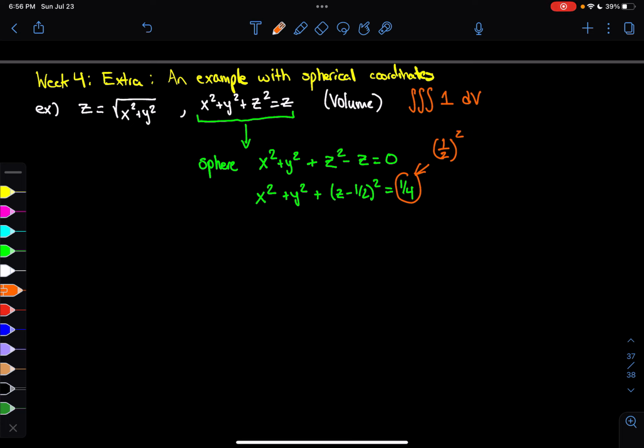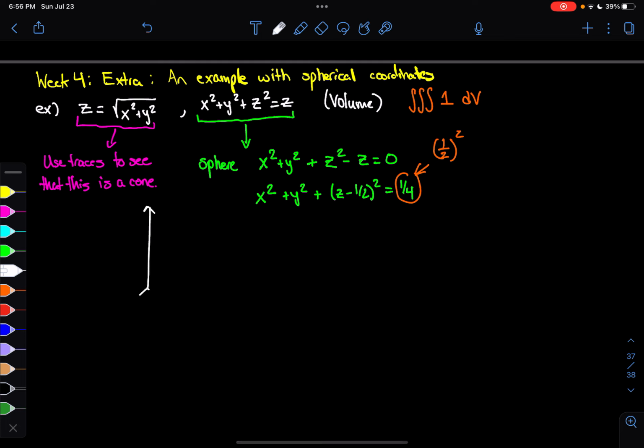So that if this is our radius squared, this is 1/2 quantity squared. Okay, so this is our sphere, and then the other thing, you can use the traces to figure out what this is. Now, obviously, in the textbook, it tells us what this is, but we can use traces to see that this is a cone. It's a conical shape, okay? And so we're looking at the intersection of the two. There are plenty of ways to do this. You can use GeoGebra to plot things out, but I'll try and do a little sketch.